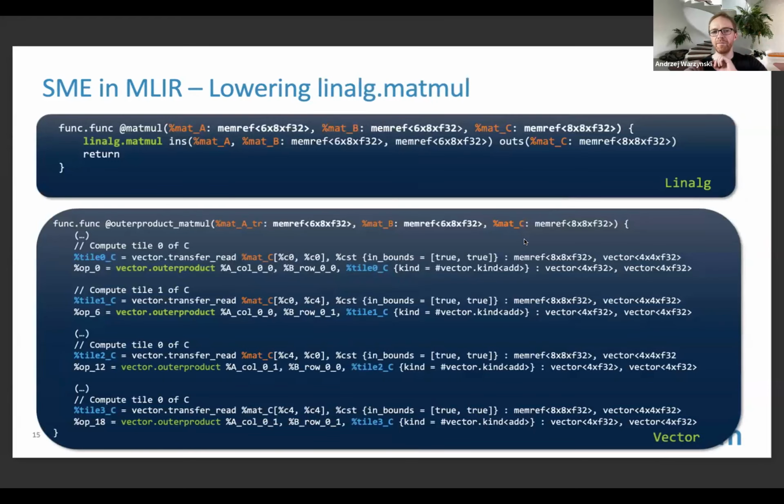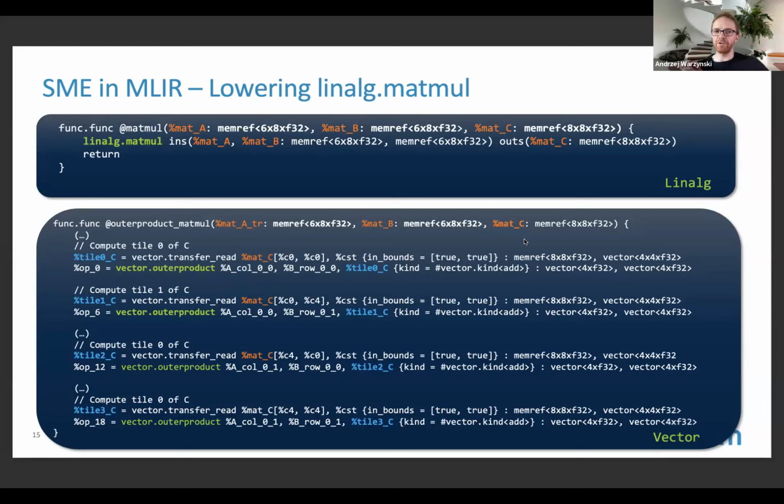Now, ultimately, what we would like to achieve is to get from linalg.matmul to good SME code. And we would like to achieve that via the vector dialect, because the vector dialect has a vector outer product operation and SME has a vector outer product instruction. So that makes a lot of sense. And we already know that we can lower linalg.matmul to vector outer products. So there are already quite a few hints that this is a very interesting path to explore.